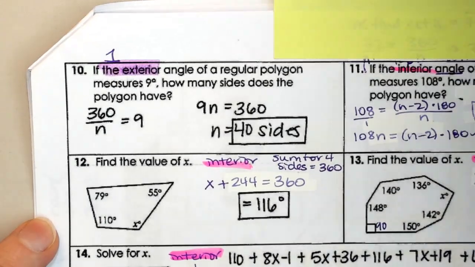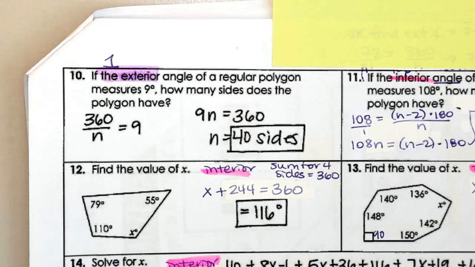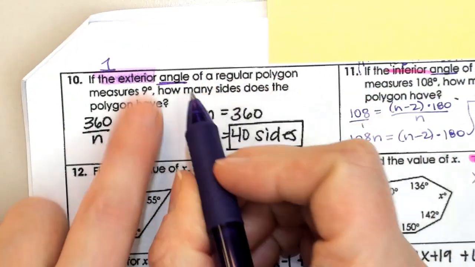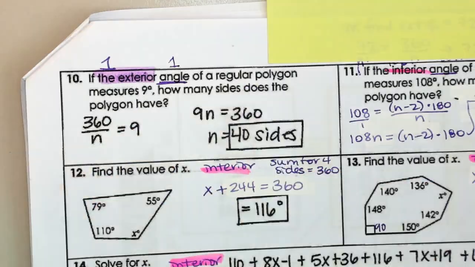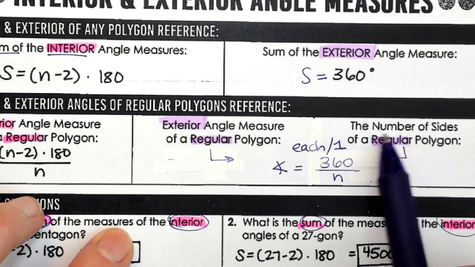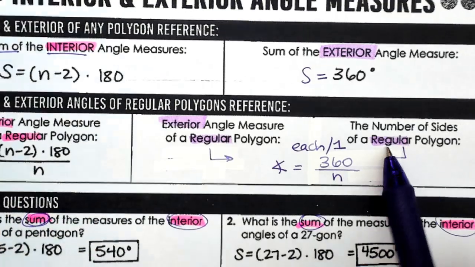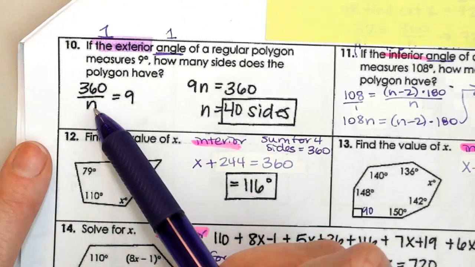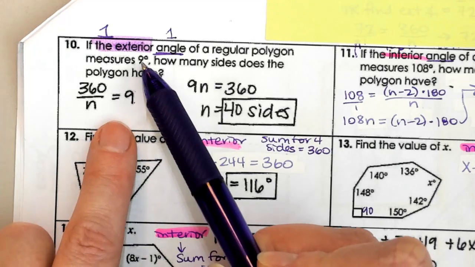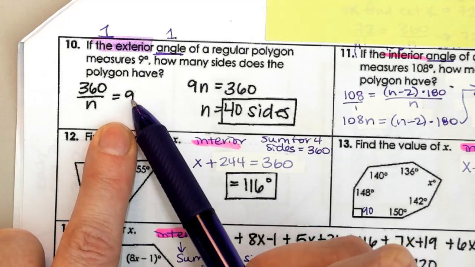So notice for number 10 it said the exterior angle, so implying it's singular, so it's talking about one of them, and notice it's also talking about the fact that it's regular, because these formulas work when we're dealing with a regular shape where all of the angles are the same. So in that case, I know that I'm going to be using that formula where 360 divided by n equals the angle, and this time they gave me the angle, I replaced it.